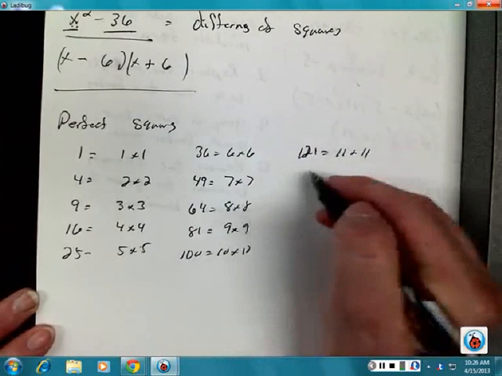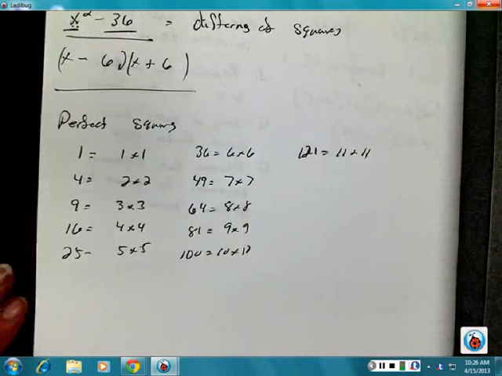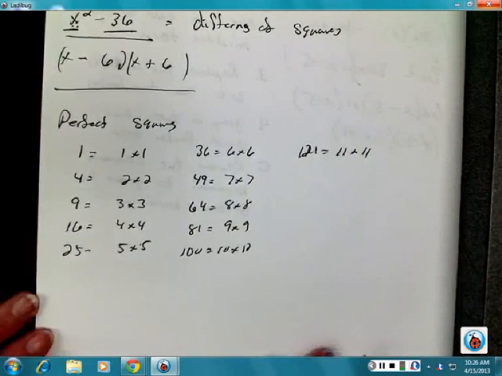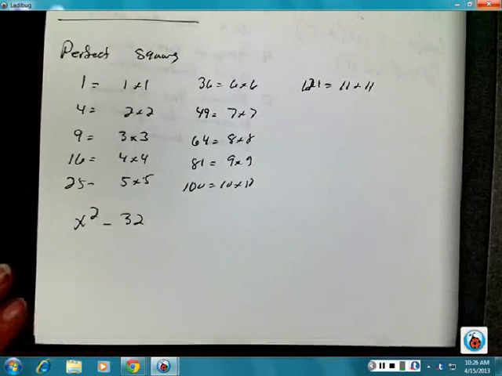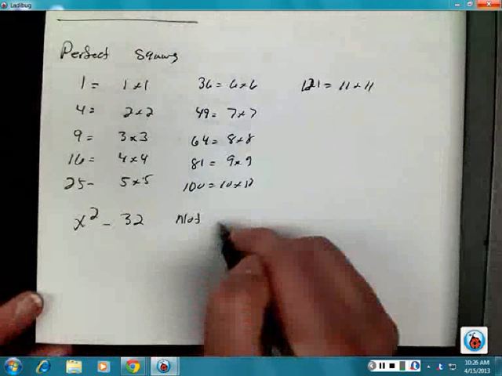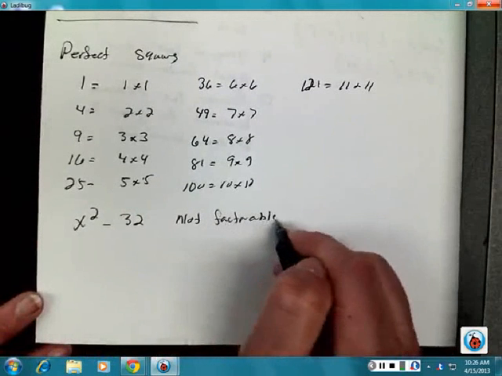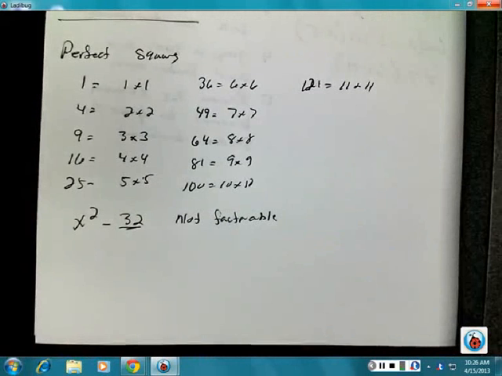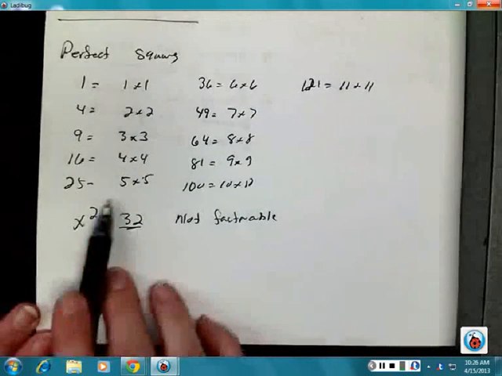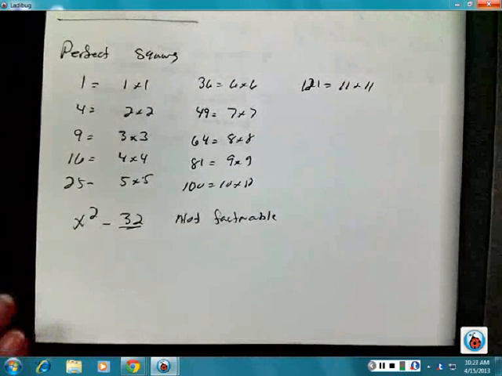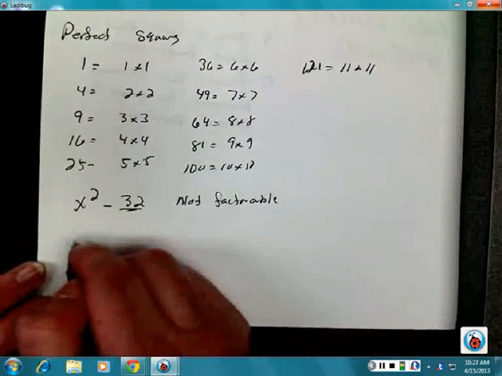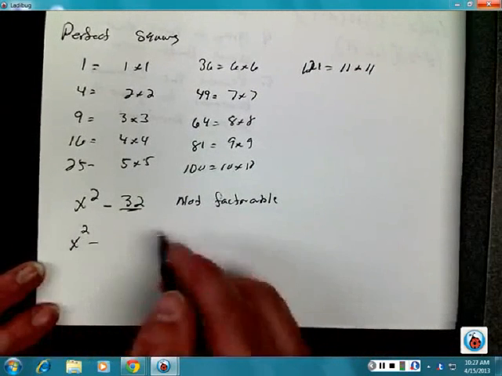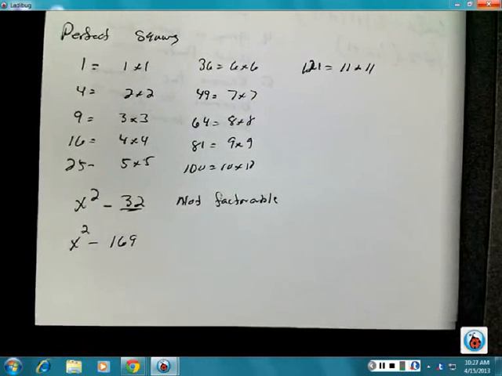What if it's not a perfect square? If it's not a perfect square, then you can't factor it. So if you had something like x squared minus 32, I would have to say it's not factorable, because 32 is not a perfect square. So there is no perfect square happening in that part. Because it's not a perfect square, I can't factor it, and so I can just say it's not factorable. But if I had x squared minus 169, can I do that one?